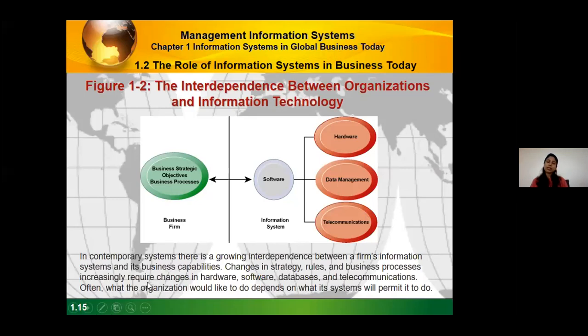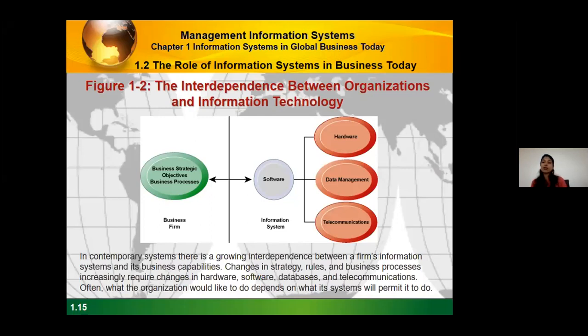Now this explanation says, in contemporary systems, there's a growing interdependence between a firm's information systems and its business capabilities, right? So there's a two-way relationship that exists between the information systems and the capabilities of the organization. Changes in strategy, rules, and business processes increasingly require changes in hardware, software, database, and telecommunications. Often, what the organization would like to do depends on what its systems will permit it to do.